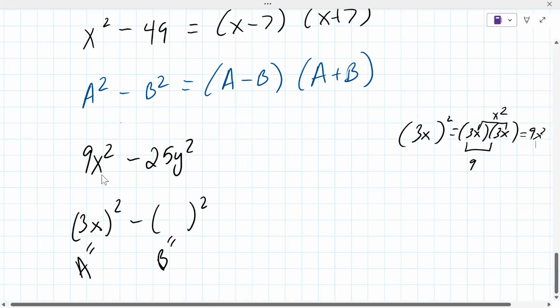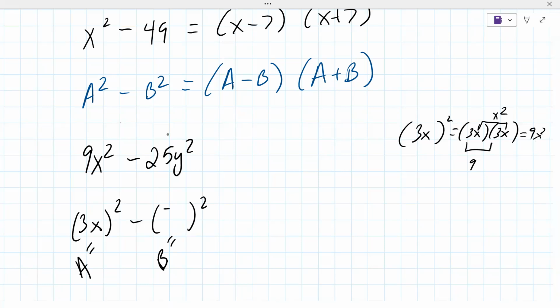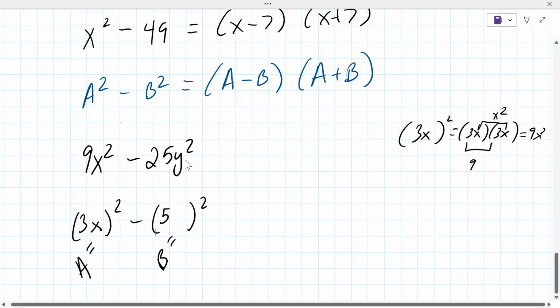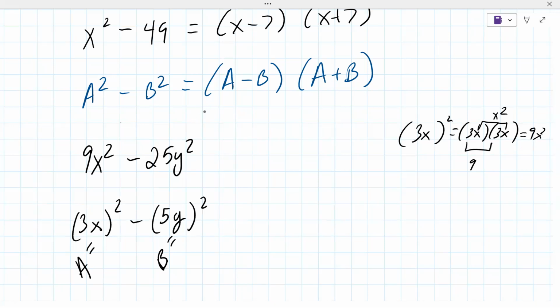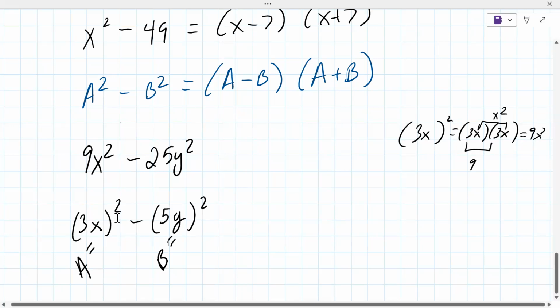So tell me what would go in parentheses over here. How would you get to 25y squared? What would you put in parentheses to square to get back to that? 5x. But it's a y this time. I mean 5y. Sorry. 5y. Good. So your A is really 3x and your B is really 5y. Is that okay? Yeah. All right.